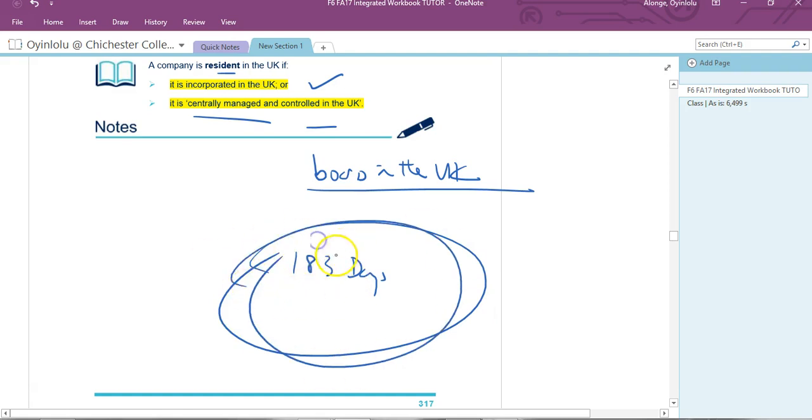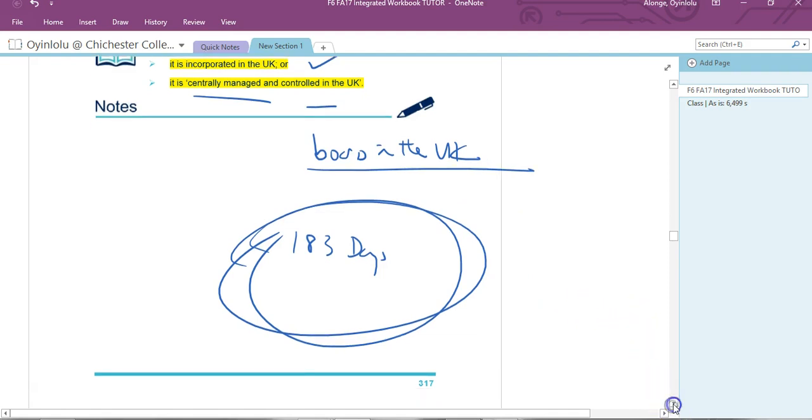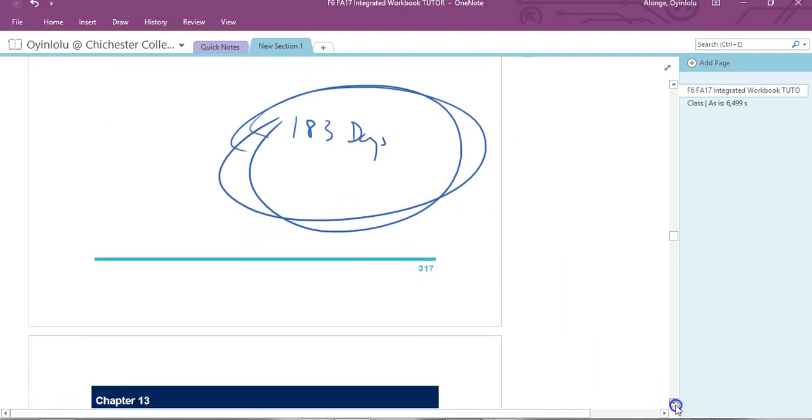As long as they've lived in the UK for 183 days in that year, they would be considered resident. And so the same applies really to a company in terms of this idea of having resided in the company for a period of time.